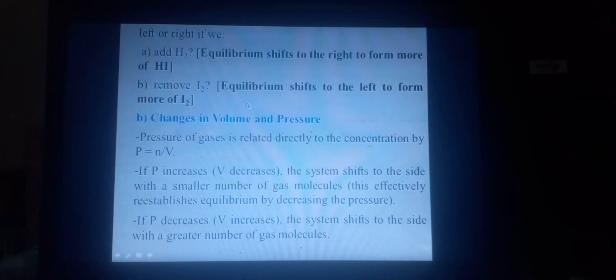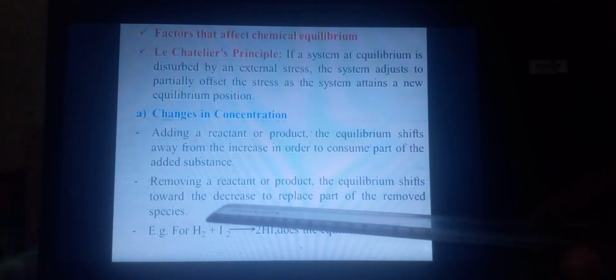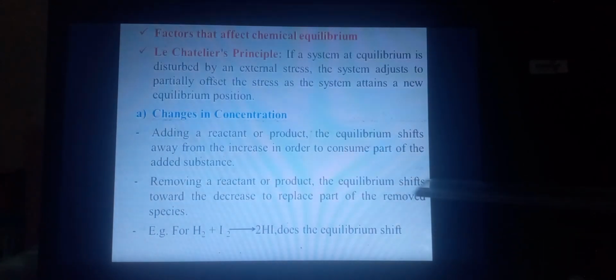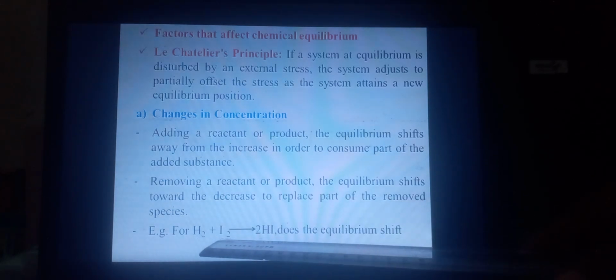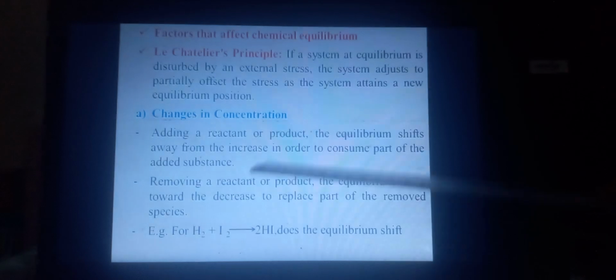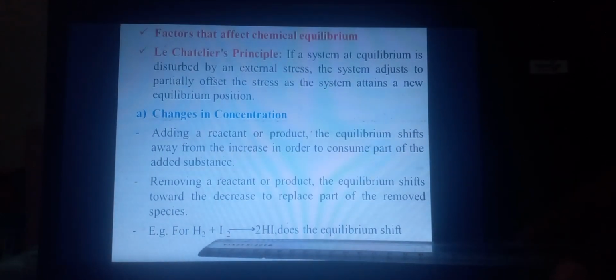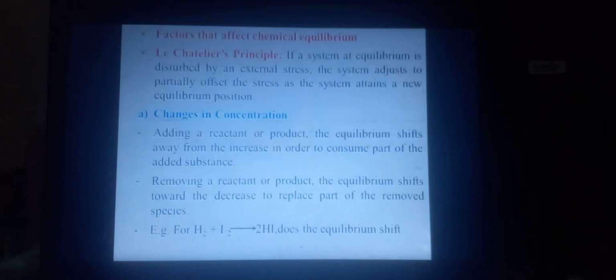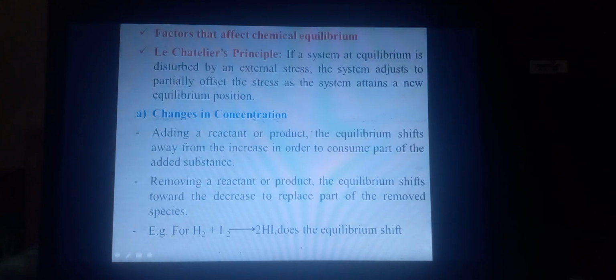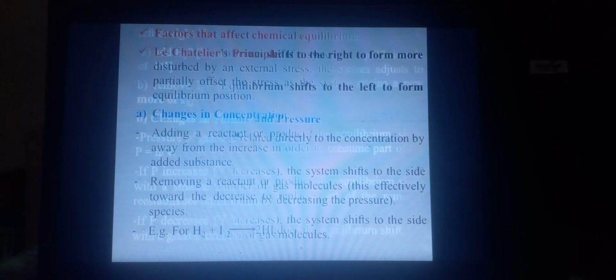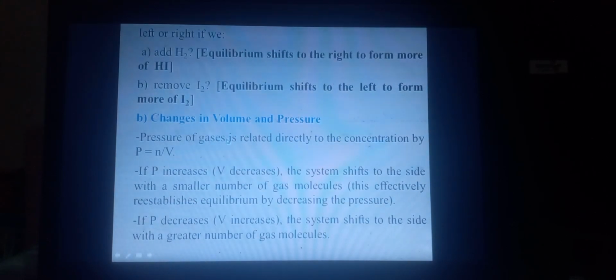So what if you remove iodine? Remember the second statement: removing a reactant or product, the equilibrium shifts towards the decrease to replace part of the removed species. If you remove iodine, you are decreasing the concentration of reactants. So part of the products have to be converted to replace the removed reactant. The equilibrium will shift from right to left so that we can get more iodine to achieve the state of equilibrium.